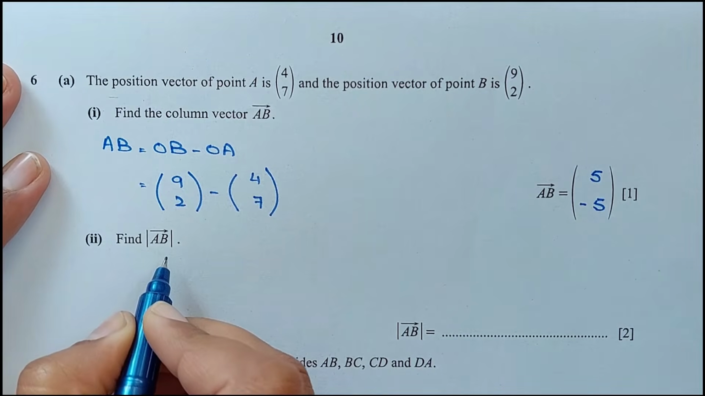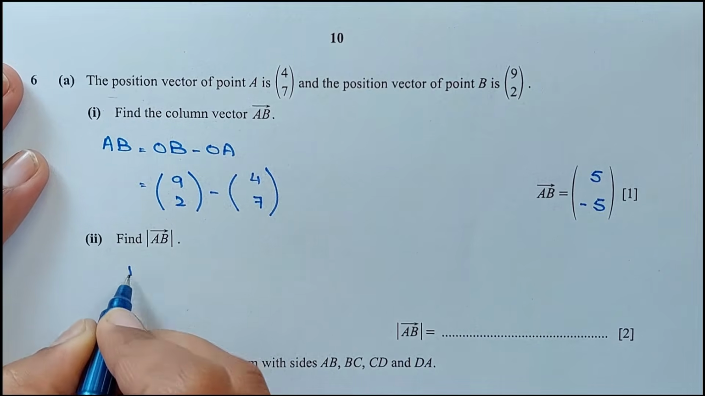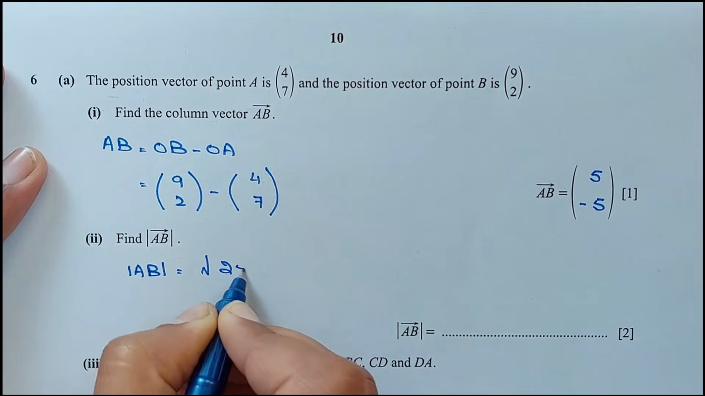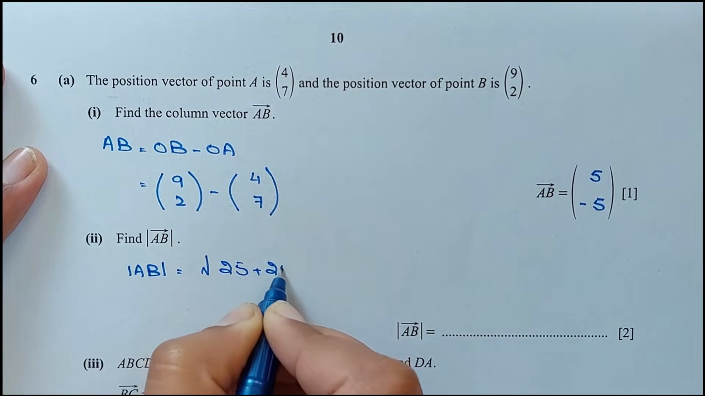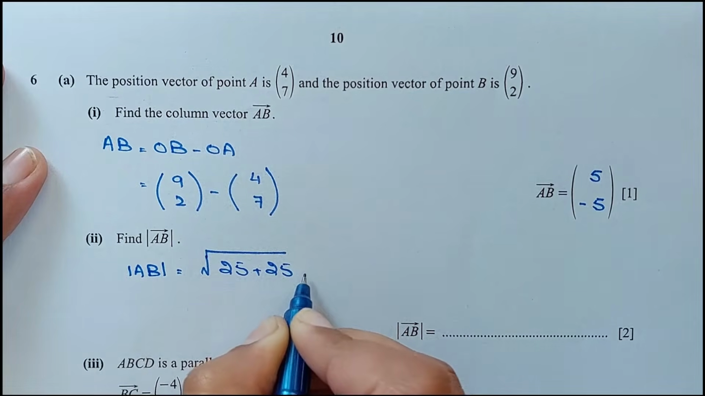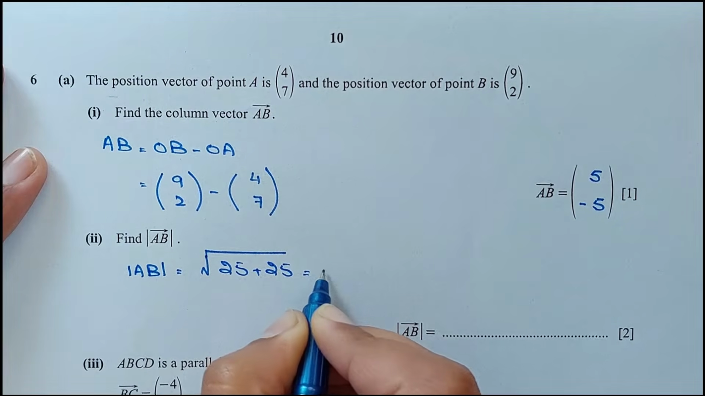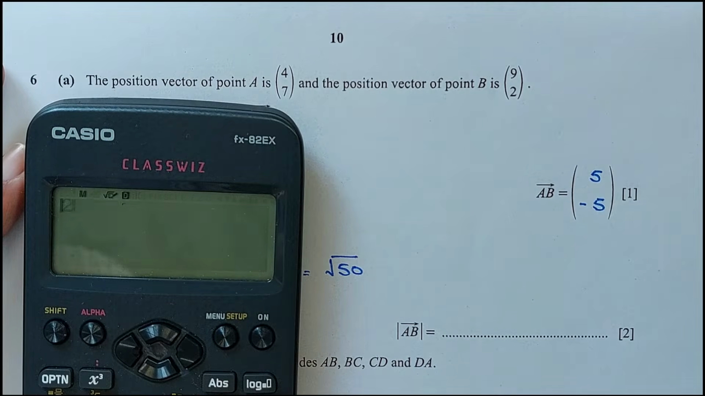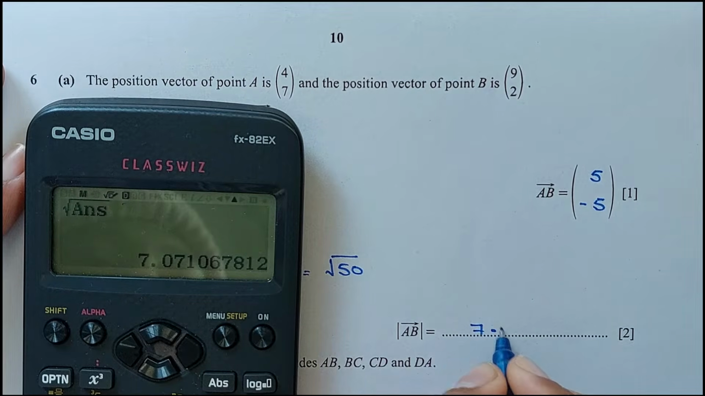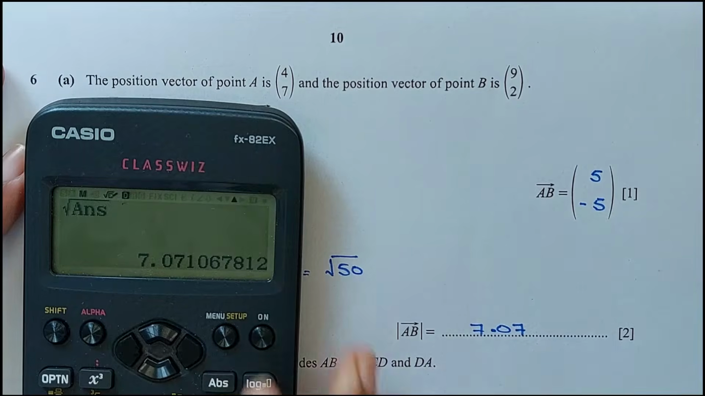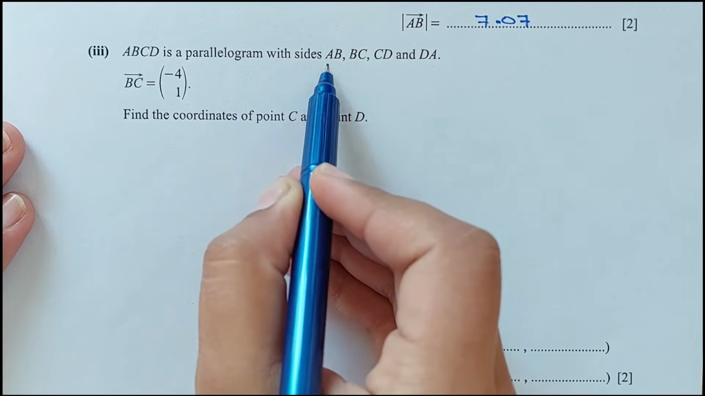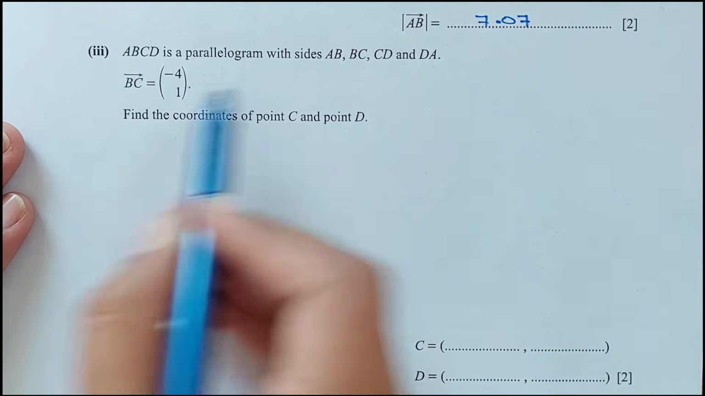Now for the second part, find the magnitude of AB. So to find the magnitude of AB, we have to do square root of 5 squared is 25 plus negative 5 squared is 25. So this is equal to square root of 50. 25 plus 25 is 50. Yes, square root of 50 is 7.07.